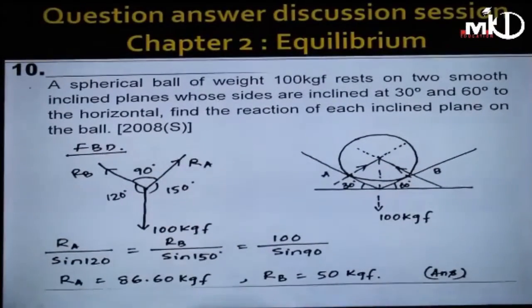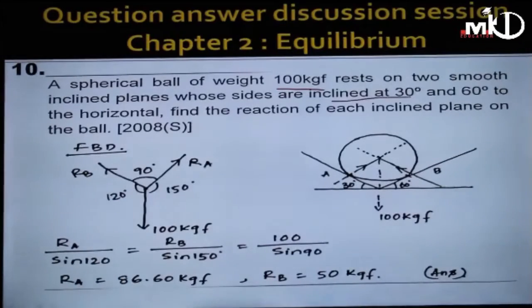So now come to question number 10. A spherical ball of weight 100 kg force, the unit of force, rests on two smooth inclined planes whose sides are inclined at 30 degree and 60 degree to the horizontal. We have to find the reaction of each inclined plane on the ball.